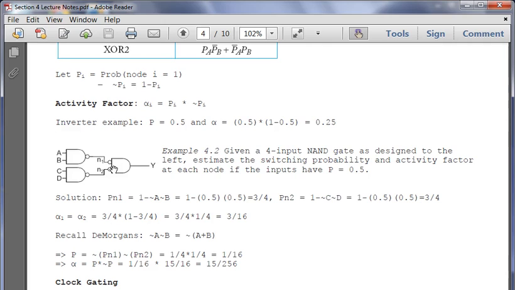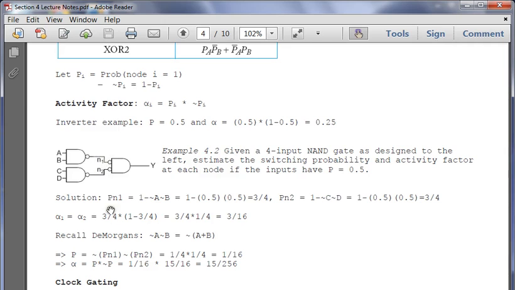So for Pn1, we have a NAND, so it's 1 minus not A, not B, right? That means 1 times 1 minus 0.5 is 0.5, and 1 minus 0.5 is 0.5. So this becomes 1 minus 0.25, which goes to 3/4. Same thing for the other node, it solves out the same because it's symmetric. So now we have 3/4 and 3/4. Just like I wrote up here, the activity factor at node 1 is 3/4 times the quantity 1 minus 3/4. So it's 3/4 times 1/4, which comes out to 3/16. Same thing for node 2. And for those of you watching on the video later, node 1 and node 2 are here and here.